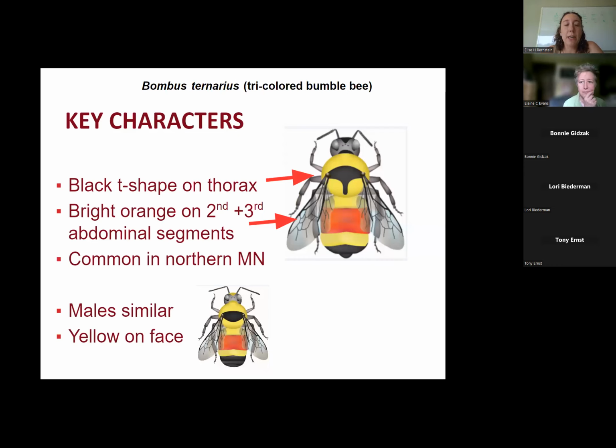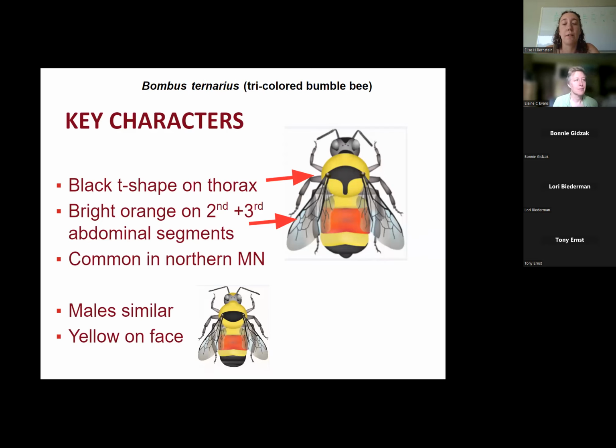So this next bee that's often mistaken for rusty patch is Bombus ternarius, or the tricolored bumblebee. And this is one of the most common bumblebees in the northern half of the state. So we often hear people say, oh, there's rusty patch bumblebee everywhere in northern Minnesota, but it's actually just the tricolored bumblebee because they have fairly similar characteristics. So they also have that on their thorax, a similar shaped umbrella or thumbtack kind of band, but it's a little bit thicker than what you see on rusty patch.